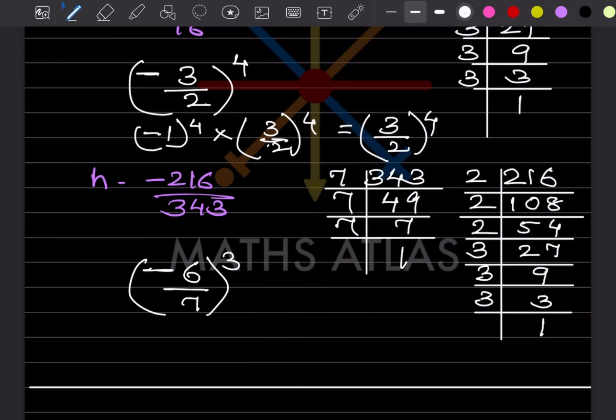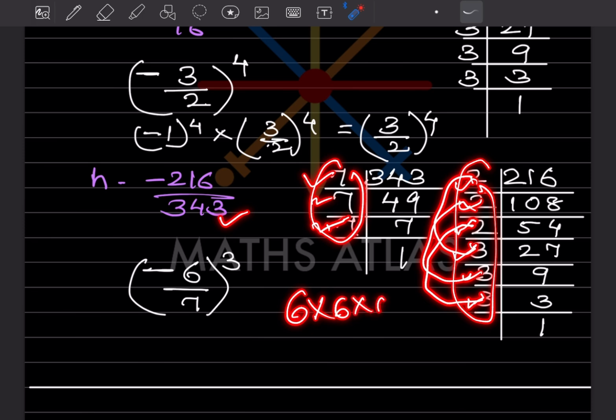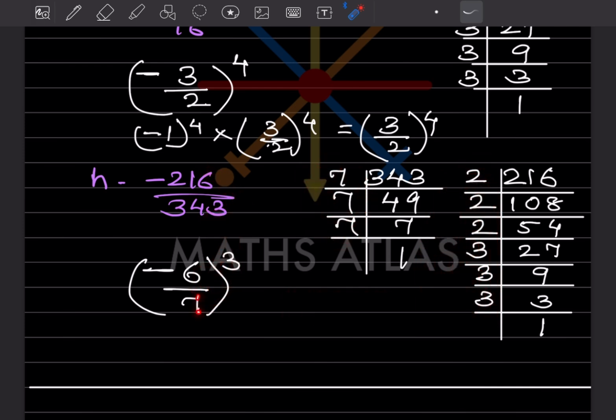So for here, for 216, these are the factors of it. And 343, these are the factors. Now you can see these 2s are 3 times, and this 3 is 3 times. So what we can do, we can combine it. This into this into this, so it becomes 3 2s are 6. Hope this part is clear. So 6 into 6 into 6 is going to be 216. For this one, you can write 6 cube, and for this one, you can write 7 cube. So that is going to be minus 6 by 7 raised to 3.